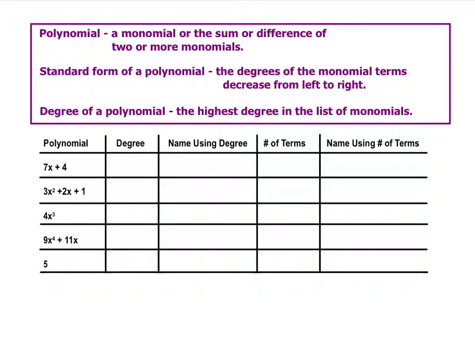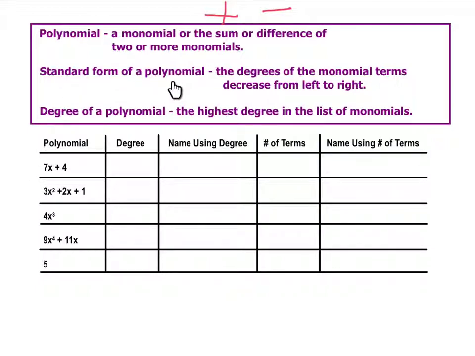Okay, what is a polynomial? Well, a polynomial is a monomial, or the sum or difference of 2 or more monomials. So what does it mean? It means that this is a polynomial, and this is, and so are these. It's just that these have several monomials added together, and these have 2 monomials, and this is just one monomial. So they all are in the category of polynomial.